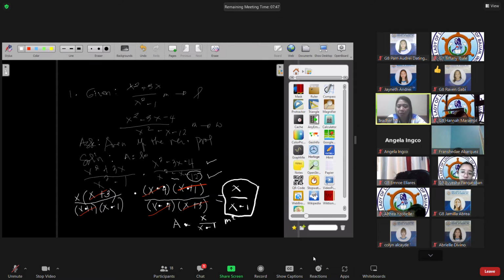So, kung hindi pa, you can go back to our lesson on general quadratic trinomial. So, our answer is x over x minus 1 meter square. So, this is the area of the rectangular hole. Any question?